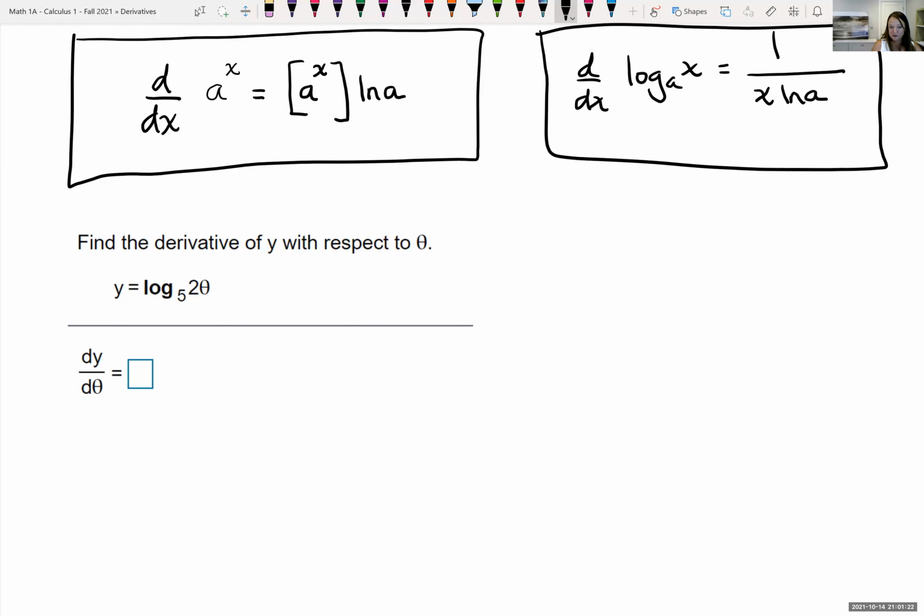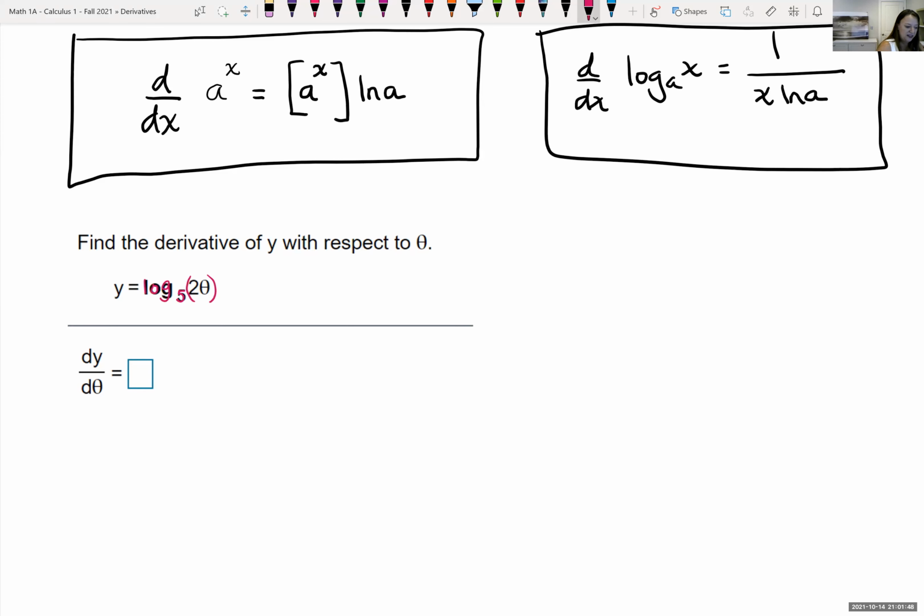Okay, so there's two derivatives in front of us that I'd given you before, but we haven't really applied them to any of our problems. So here's our problem from your homework. Find the derivative of y with respect to theta if we have y is equal to log base 5 of 2 theta. And so I notice here that I'm going to need to be using the chain rule. My outer function is this log base 5.